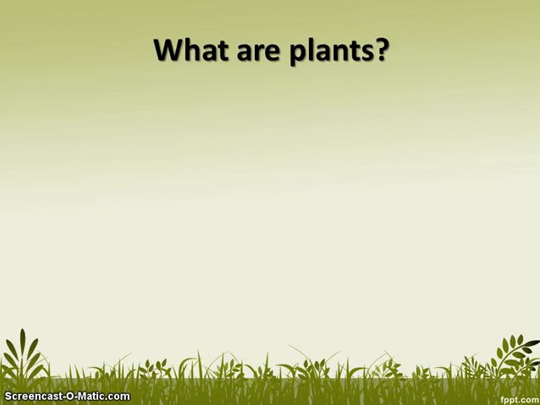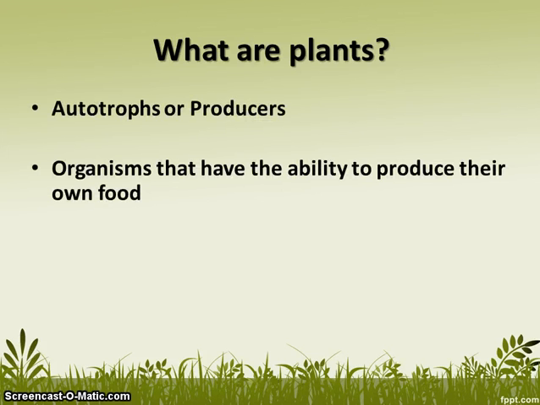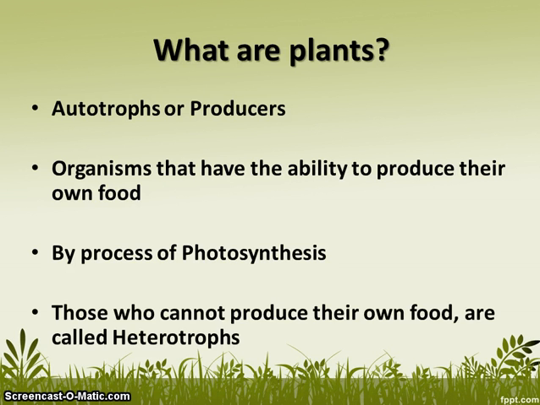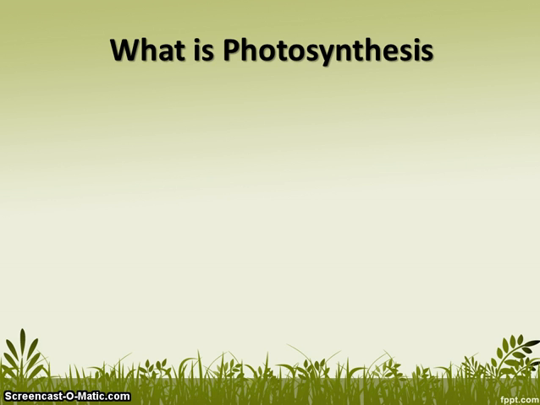The question would be, what are plants? Plants are known to be autotrophs. These are individuals which are able to make their own food, and they do this by a process called photosynthesis. In contrast, individuals which cannot make their own food are known as heterotrophs.